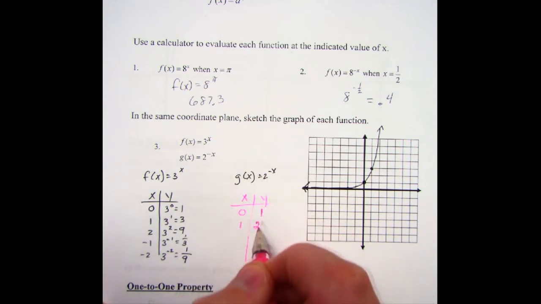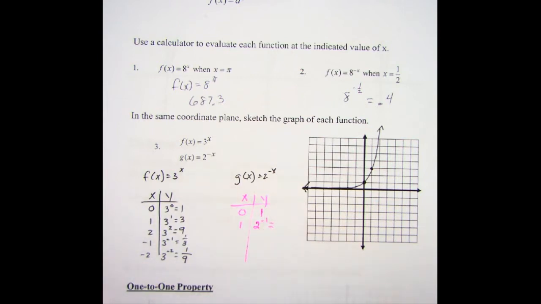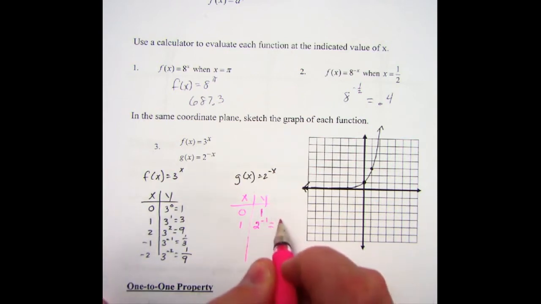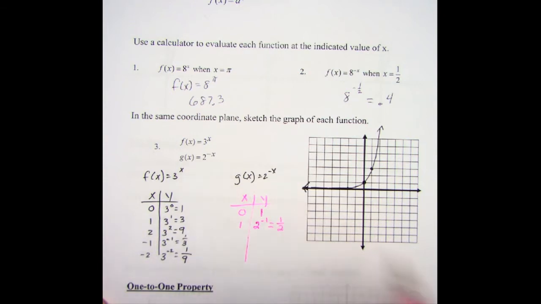If I plug in 1, that really means 2 to the negative 1 power, which is 1 over 2 to the first, or just 1 over 2. If I plug in 2, that would be 2 to the negative 2, which would be 1 over 2 squared, which is 1/4. That's far enough going that way. Let's go back the other way.